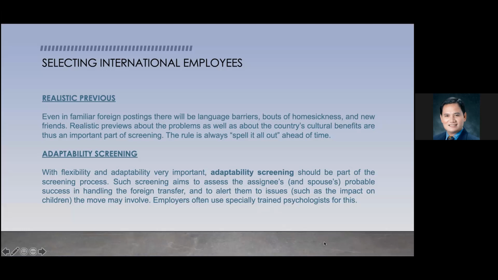Then we have adaptability screening. With flexibility and adaptability being very important, adaptability screening should be part of the screening process. Such screening aims to assess the assignee's and also the spouse's probable success in handling the foreign transfer and to alert them to issues such as the impact on children, and the way the move may involve. And employers often use specially trained psychologists for this type of screening.